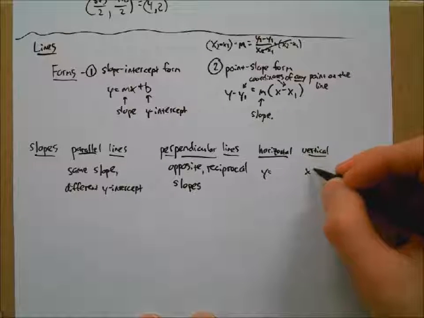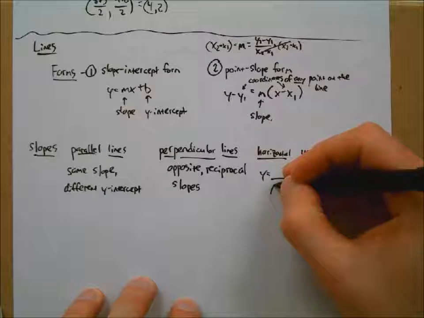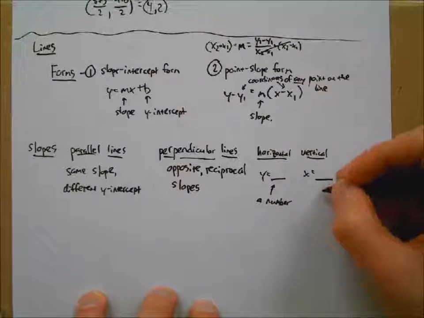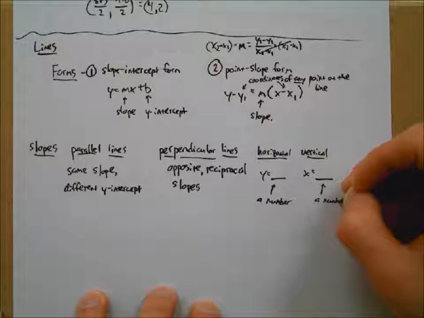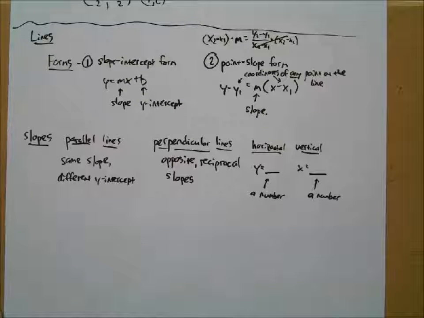Anyway. Vertical lines and horizontal lines, I want to throw those in too. A horizontal line is y equals blank, where that blank is a number. A vertical line is x equals blank, where the blank is a number. That's typically how you write it. What's true about the slope of a horizontal line? The slope will be 0. What's true about the slope of a vertical line? The slope will be undefined, or a number over 0. Horizontal line, 0 over a number. That's the slope. Vertical line would be a number over 0, divided by 0 there.